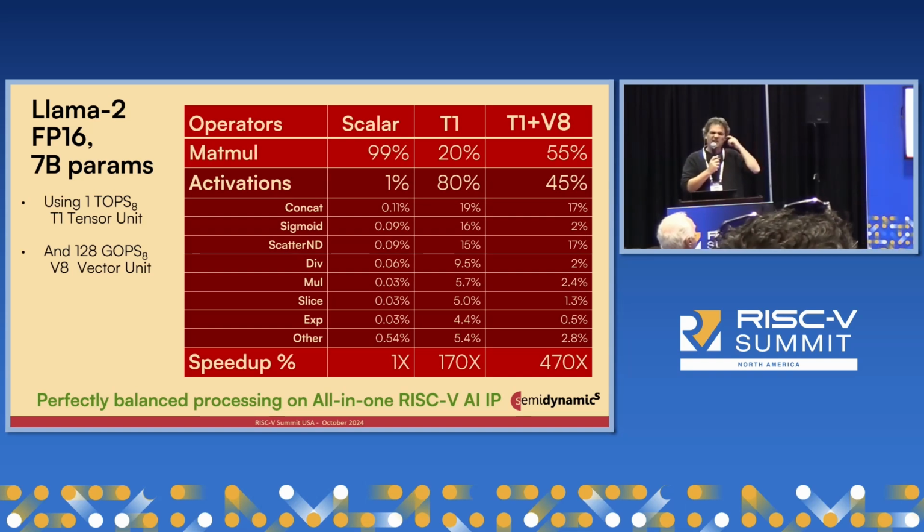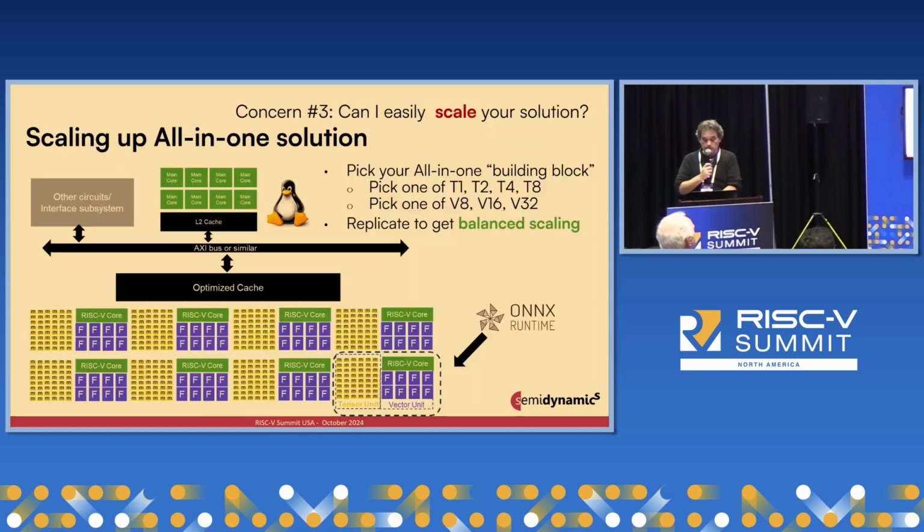You might say, well, that's not good enough. But my point is that what's more important is that 55-45. Now you have a balanced solution. Now you have something that is using the vector and tensor equally. So if you know Amdahl's law, and you should know, and if you don't, go back to study, Amdahl tells you now you're in a good spot. Now you're balanced. Now you can scale. You can replicate this thing, right? Which is exactly what we do.